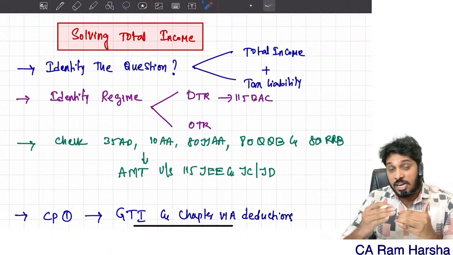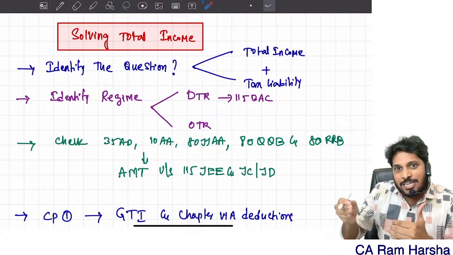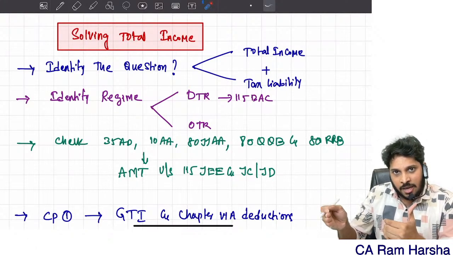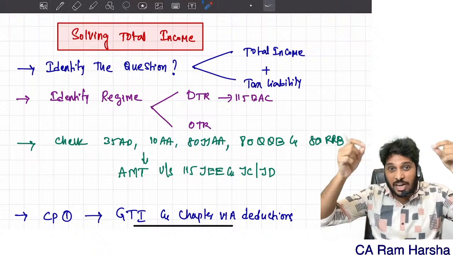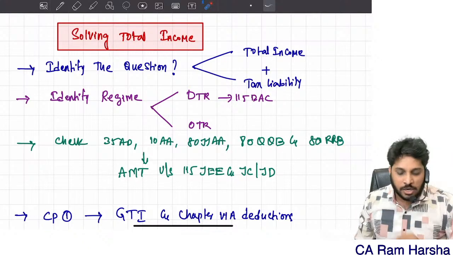Look, total income, how to compute? We are going to discuss in heads of income: house property, PGBP, salary. Now I am talking about the checkpoints in the total income problem. What are the checkpoints?